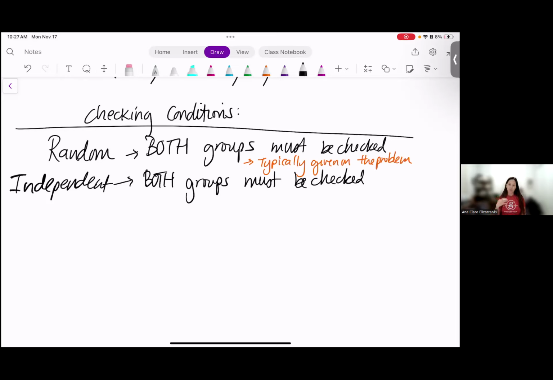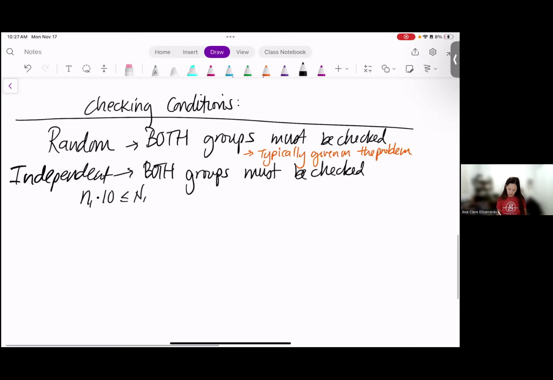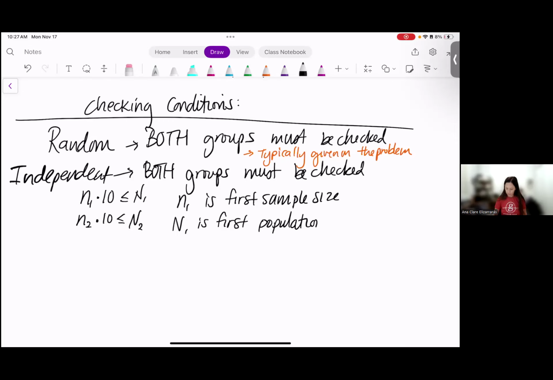For independent, remember you're multiplying the sample size by 10 and making sure that the population is larger than that. So you would need to say N1 times 10 has to be less than or equal to large N1, which is the population, and also N2 times 10 has to be less than or equal to large N2, where N1 is the first sample size and large N1 is the first population size. And N2 is the second sample size.